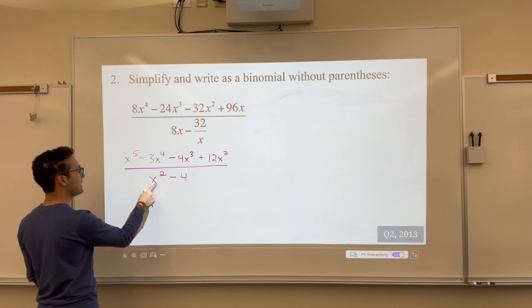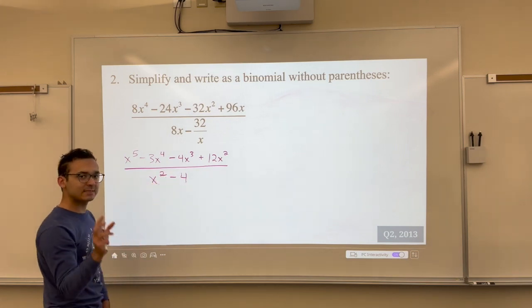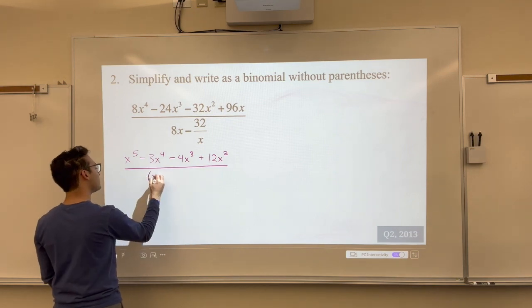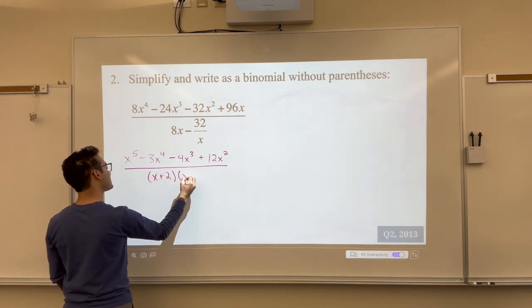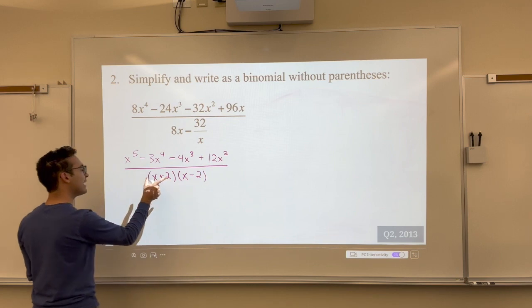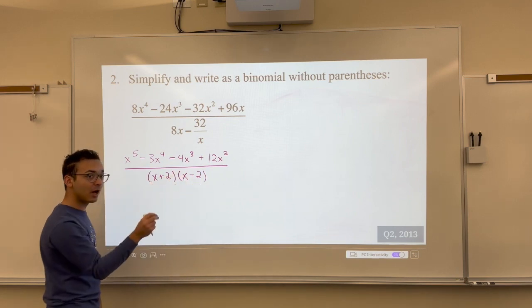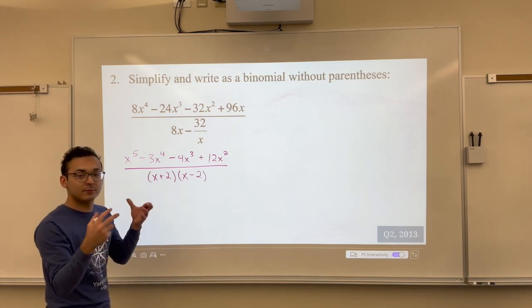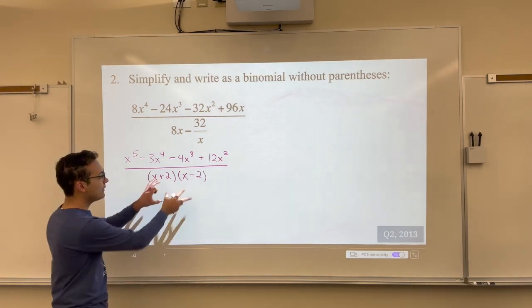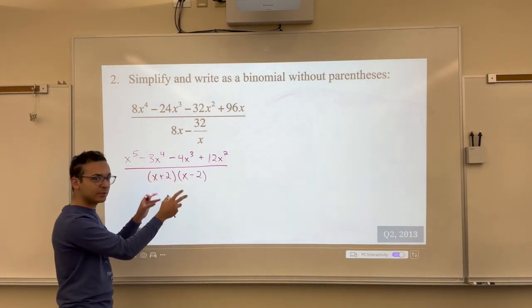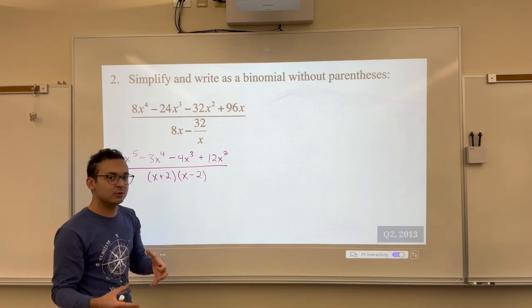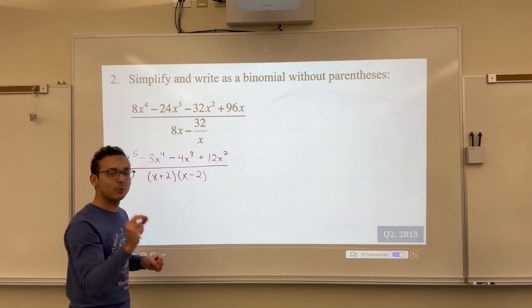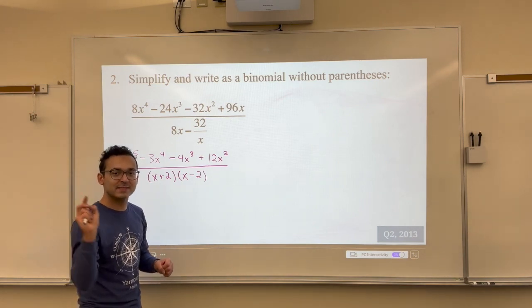Now, notice, the x squared minus 4, that's a difference of two squares and can be rewritten as x plus 2 times x minus 2. Now that we have linear factors in the denominator, we can use synthetic division in replacement for polynomial long division, right? Because if this had been a quadratic that we couldn't factor, then we would have to do polynomial long division. But because these are linear factors, we can instead replace that with synthetic division.